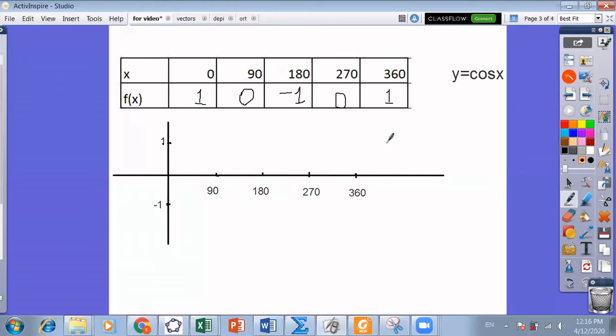Now let's put our points. So 1 and 0. So firstly, we start from here. Then 90 and 0. So we are here. 180 and -1. So -1 and 180. It should be somewhere here. And then it's here. And then it's here. Approximately it's here.